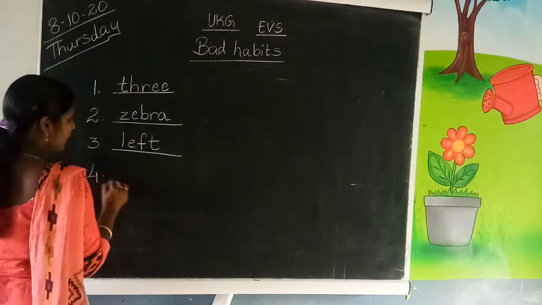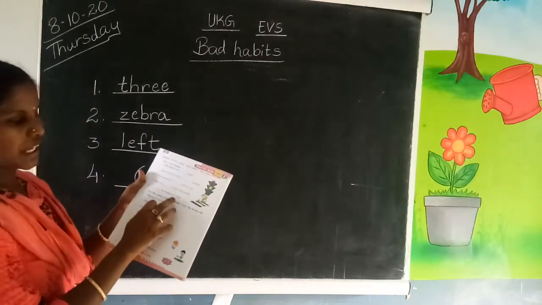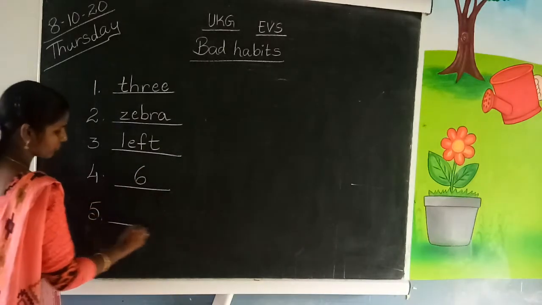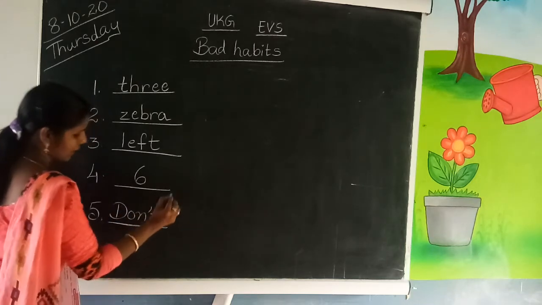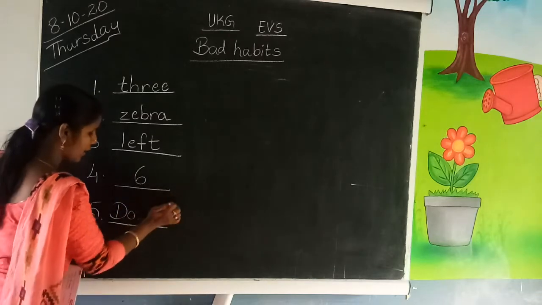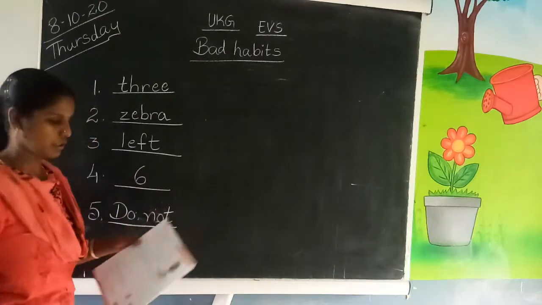Wake up at dash o'clock in the morning. Morning 8 time kevali 6. Dash tear pages from a book. Don't. D-O-N apostrophe T. Don't or do not. So ila raayalekapothe do not. D-O N-O-T, do not. Okay.